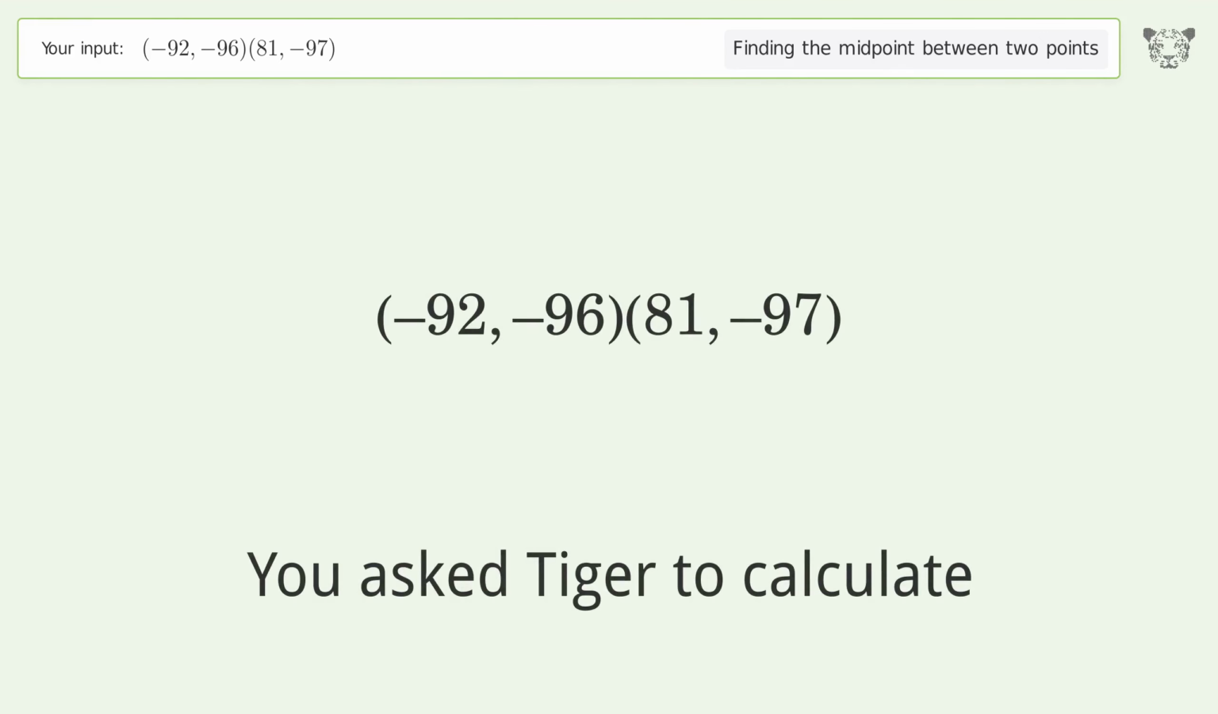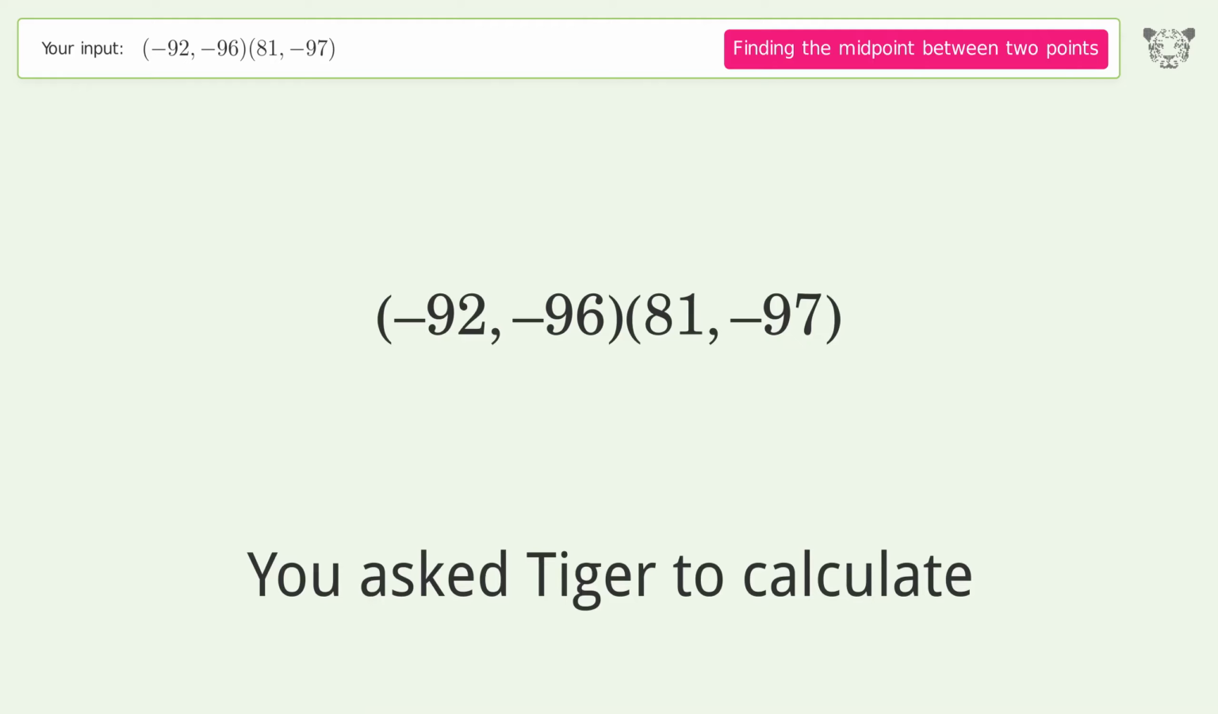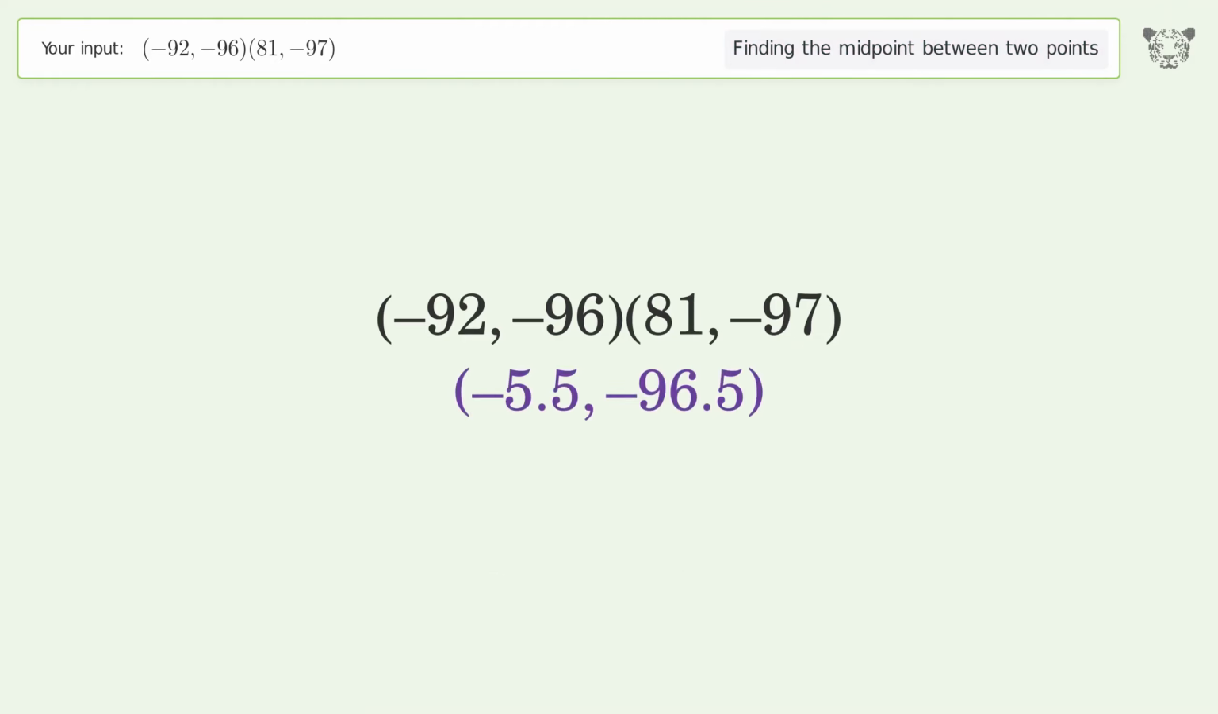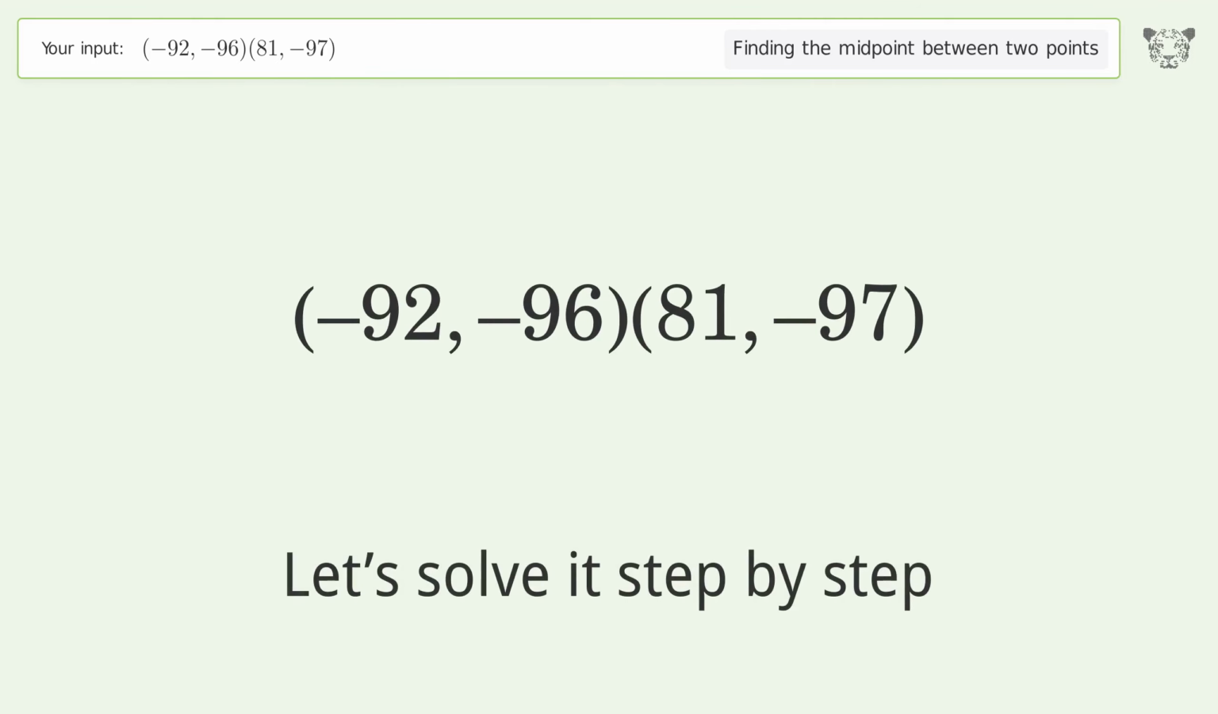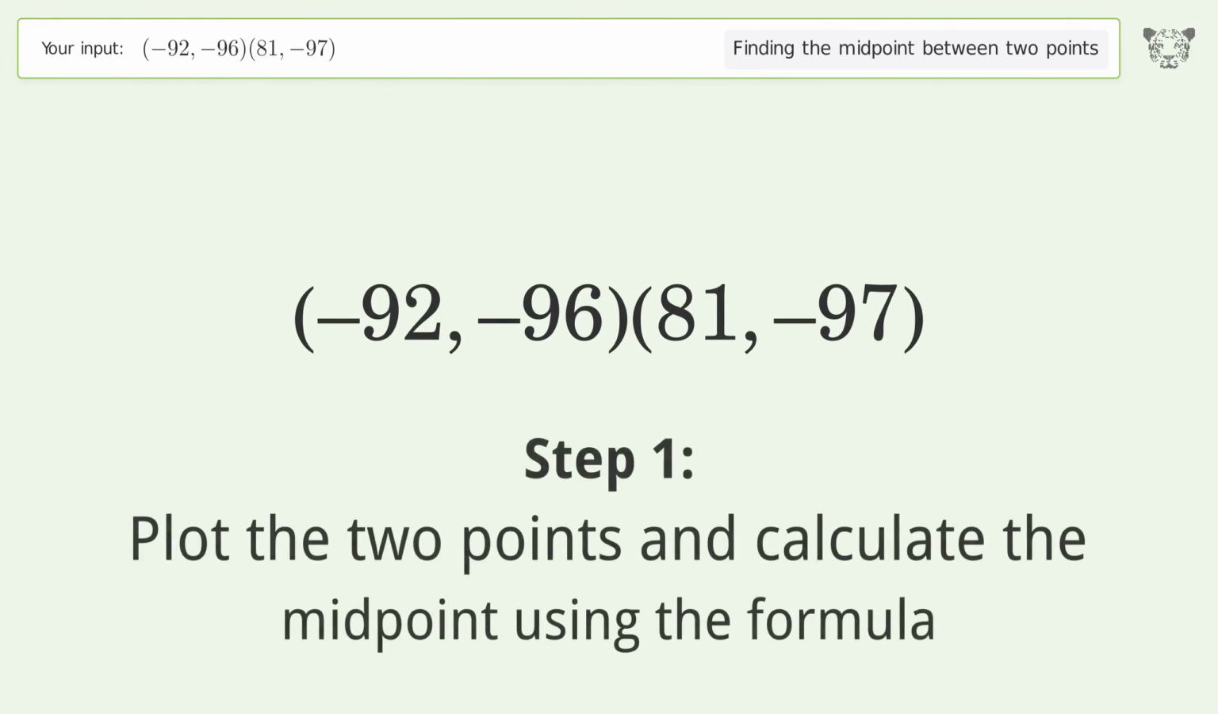You ask Tiger to calculate. This deals with finding the midpoint between 2 points. The midpoint between the 2 points is -5.5, -96.5. Let's solve it step by step. Plot the 2 points and calculate the midpoint using the formula.